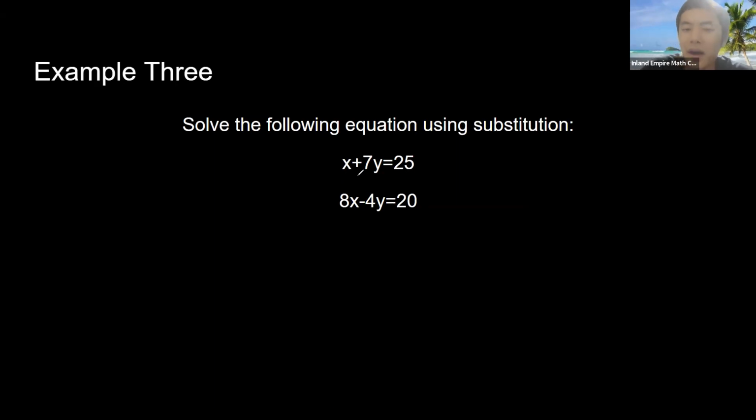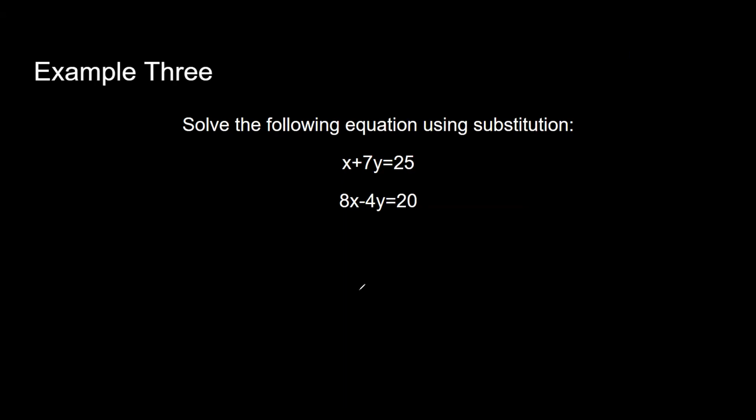Is it plus 7y or minus 7y? How did you get x equals 7y plus 25? Because they're both positive numbers and 7y has a plus symbol next to it.